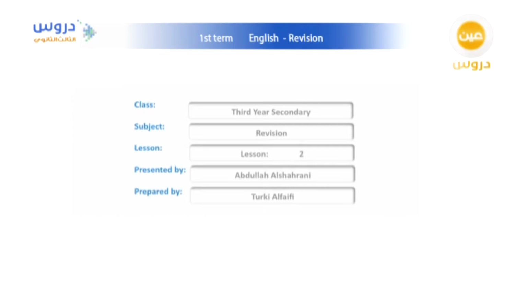Bismillah ar-Rahman ar-Rahim. In the name of Allah, the most gracious, the most merciful, we thank Allah subhanahu wa ta'ala and we ask Him to guide us to the right path. Tonight we will revise the previous unit. It's a revision for the whole unit, Mr. Umar. The whole unit.